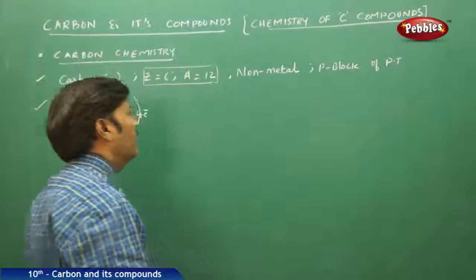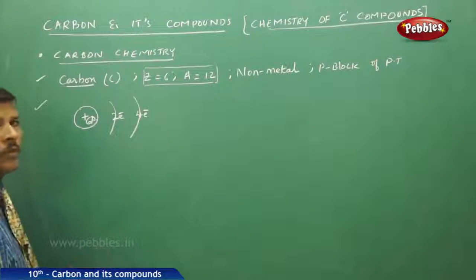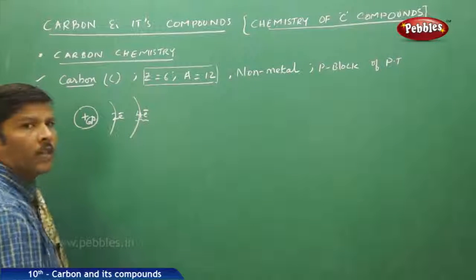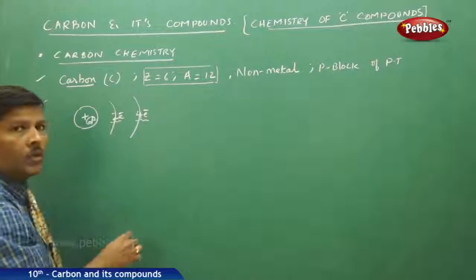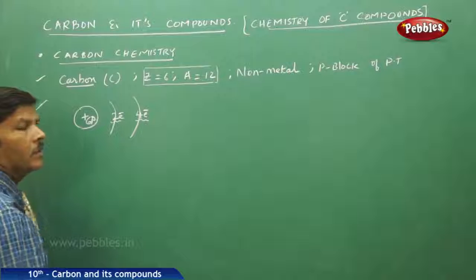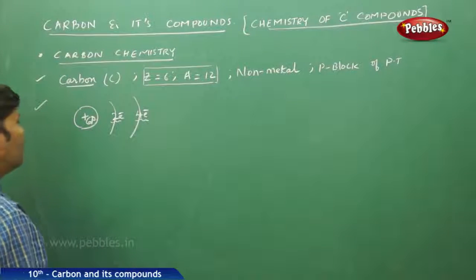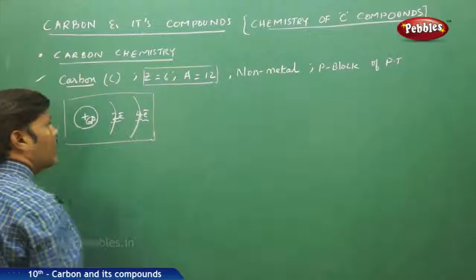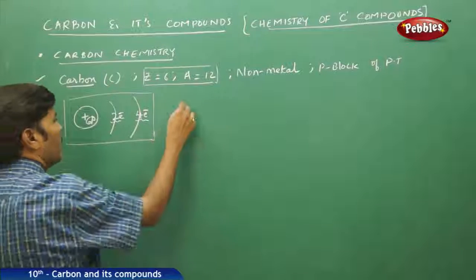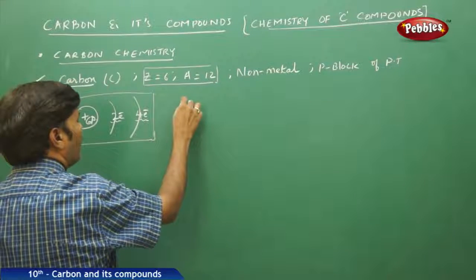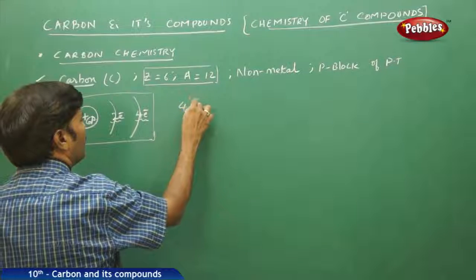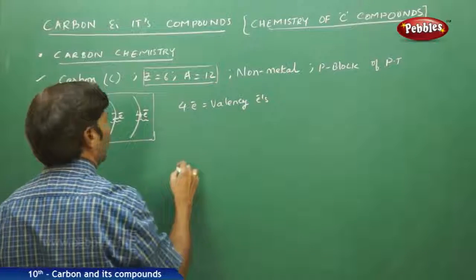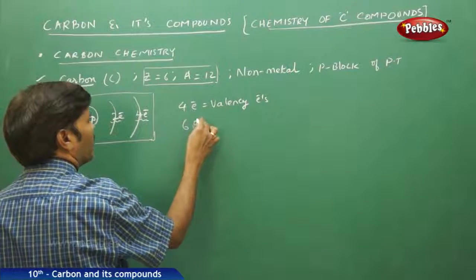If you go to the electronic structure of carbon, that is the atomic structure of carbon, you find that it contains 4 valence electrons, 2 core electrons, a nucleus, and 6 protons. So from this atomic structure it is very clear that carbon contains a total of 4 valence electrons and 6 protons.